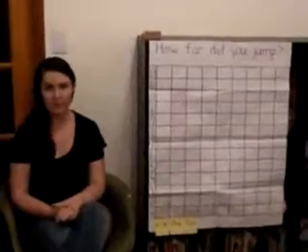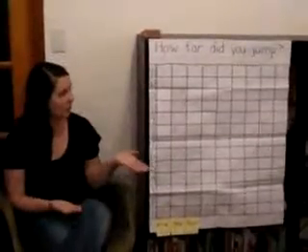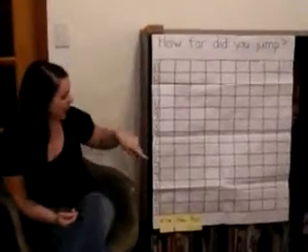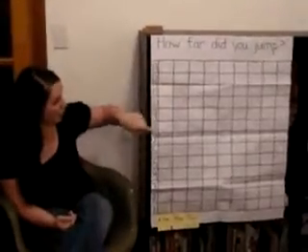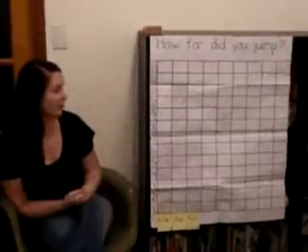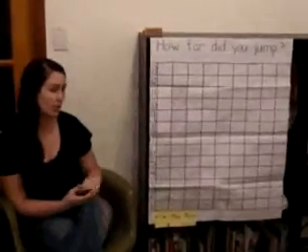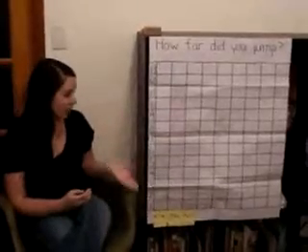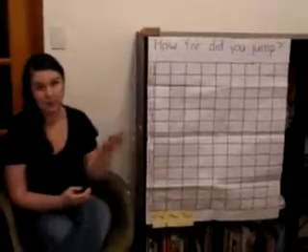After all the children have graphed their results, as a group, you're going to discuss the results. You're going to help the children to see that they can use the graph to see who was able to jump farther and compare the results. You also want to show them that they can use the numerals to find out how far they were able to jump instead of having to count each box.